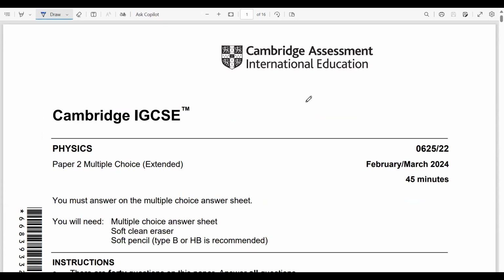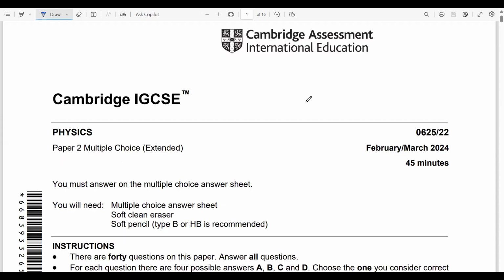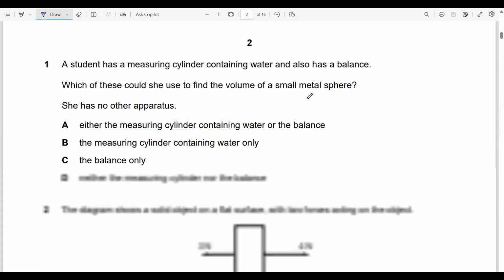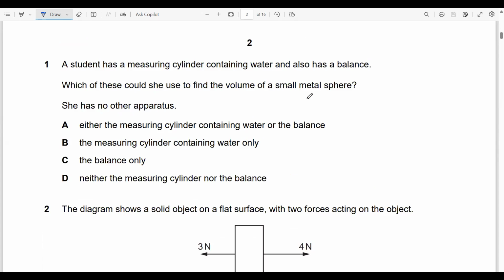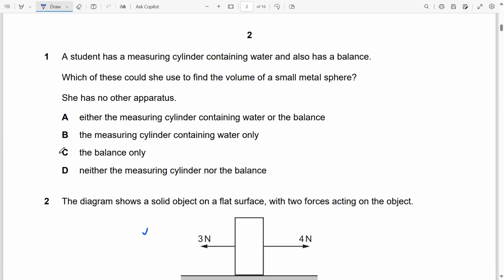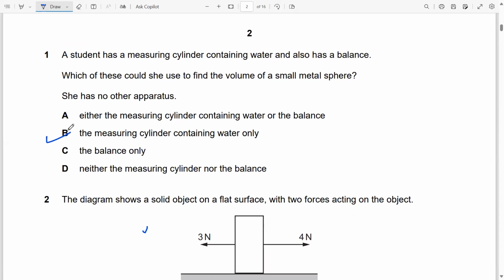So first question, a student has a measuring cylinder containing water and also has a balance. Which of these could she use to find the volume of a small metal sphere? She has no other apparatus. So this can be done using the displacement method, and to use the displacement method she will need the measuring cylinder containing water only. So option B is the correct one.